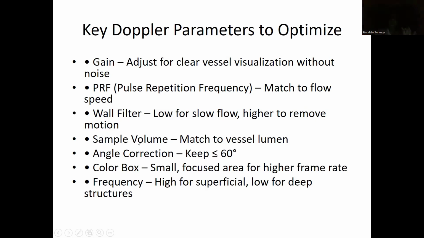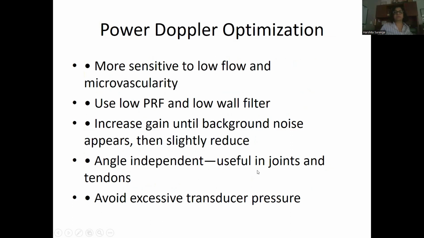The sample volume should match the vessel lumen. The angle correction should always be less than 60 degrees, and a small box leads to a small focused area for higher frame rates. Now, high frequency should be used for superficial structures and low frequency for the deeper structures. For power Doppler optimization, it is more sensitive to low flow and microvascularity. That is when you need to use power Doppler. Use low PRF and low wall filter. We have already discussed that.